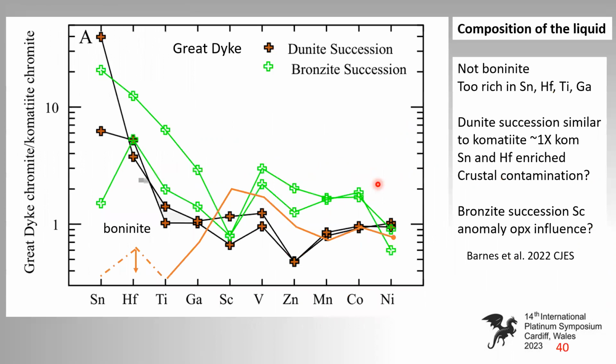If we look at the Great Dyke, the dunite succession towards the bottom, the patterns are fairly flattish, and too enriched in things like tin, hafnium, titanium, and gallium to be from a boninite. In the bronzite section, the upper part of the Great Dyke, you'll see negative scandium anomalies. That's because pyroxene is now on the liquidus. Pyroxene is taking the scandium, so you can use that to tell whether you've got pyroxene going.